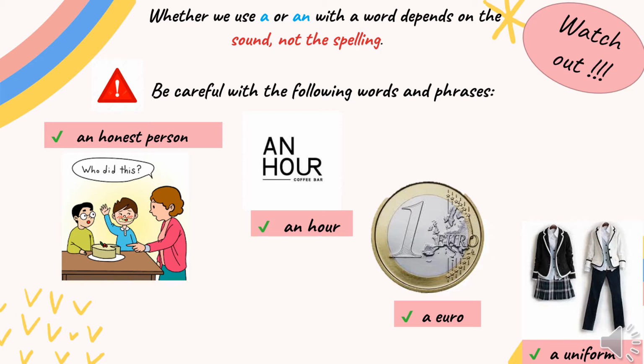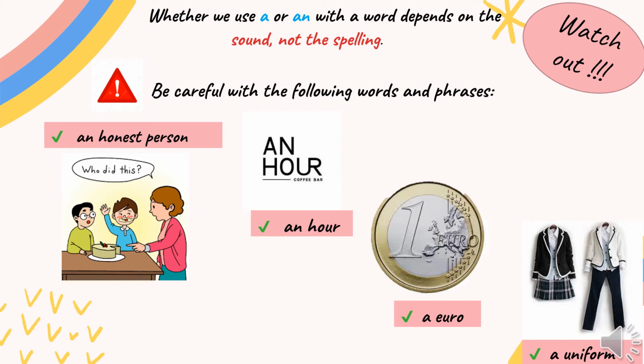Watch out! Whether we use a or an with the word depends on the sound, not on the spelling. Be careful with the following words and phrases, like an honest person. Can you hear the sound of O rather than the sound of H? Honest. Now, because H is silent and you can hear the sound of O, we will use an, not a. The same method applies to the word hour, because you can hear the sound of O, not H.